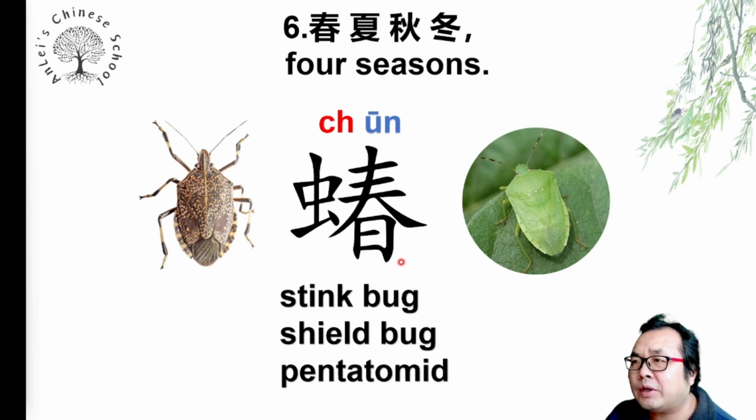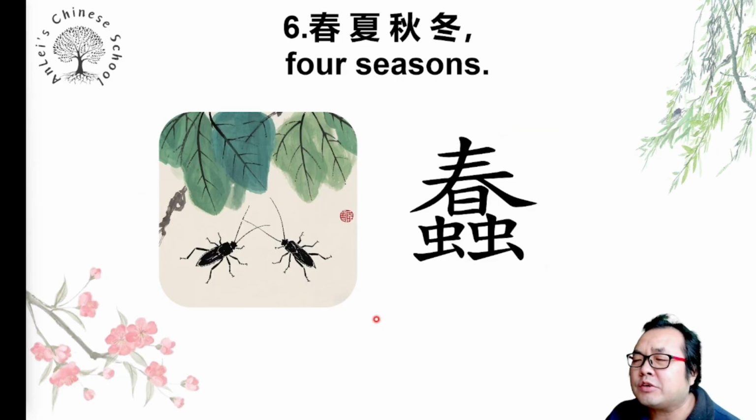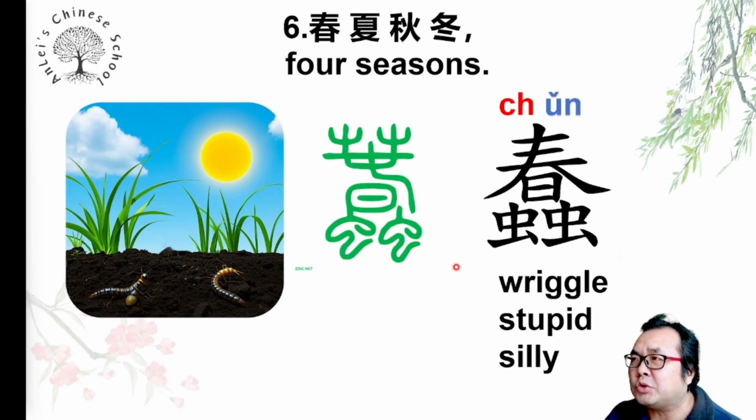There's spring on the right side. The left side puts the radical 虫, 春. It means a stink bug, shield bug. Spring has arrived. The stink bugs start to come out in search of food. Chinese characters are very interesting. What if we put two bugs on the bottom of spring? It's not pronounced chun anymore. It is 蠢, chun, stupid, silly.